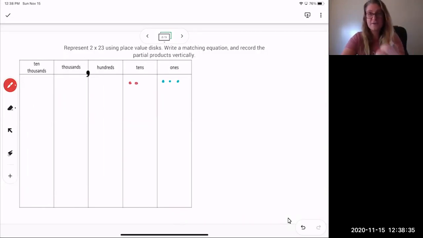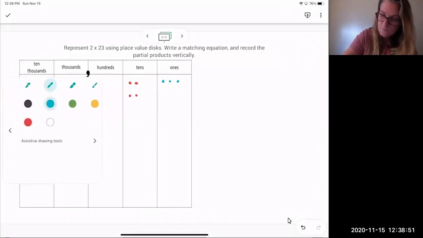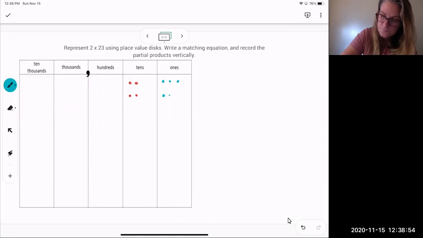So here I have the number 23 represented in my place value chart. Now I'm multiplying 23 times 2, so I want to represent 23 one more time. So now I have 2 times 23 represented in my place value chart with place value discs. We are now going to work on our equation.